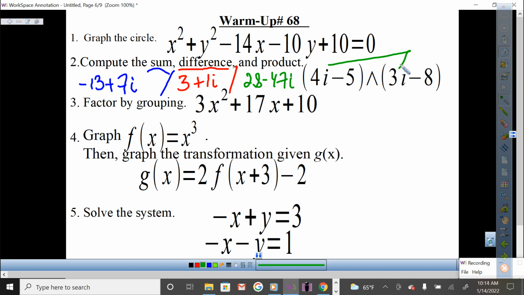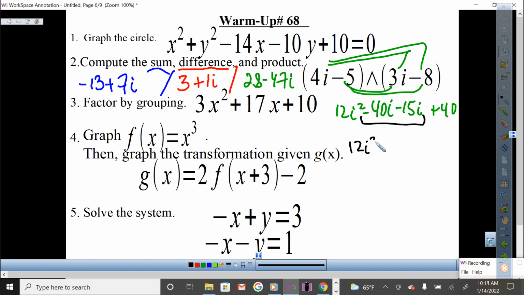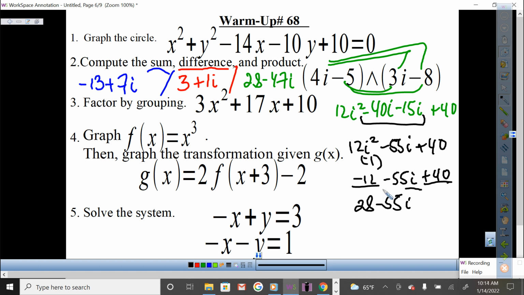Let's double check that. Multiply, that's 12i squared. Multiply, that's negative 40i. Multiply, that's negative 15i. Multiply, that's positive 40. So combine, right here we got 12i squared, negative 55i, and then plus 40. However, i squared is what? Negative 1. So that means negative 12 minus 55i plus 40. Combine like terms, so that gives us 28 minus 55i.